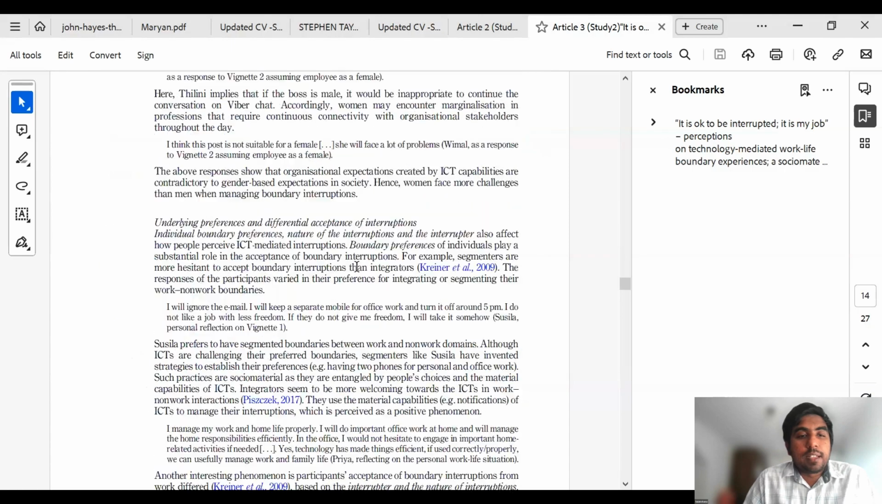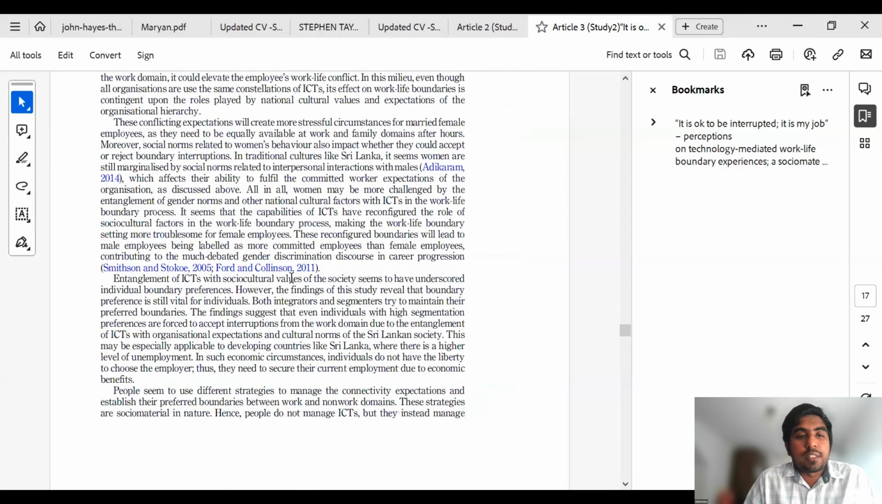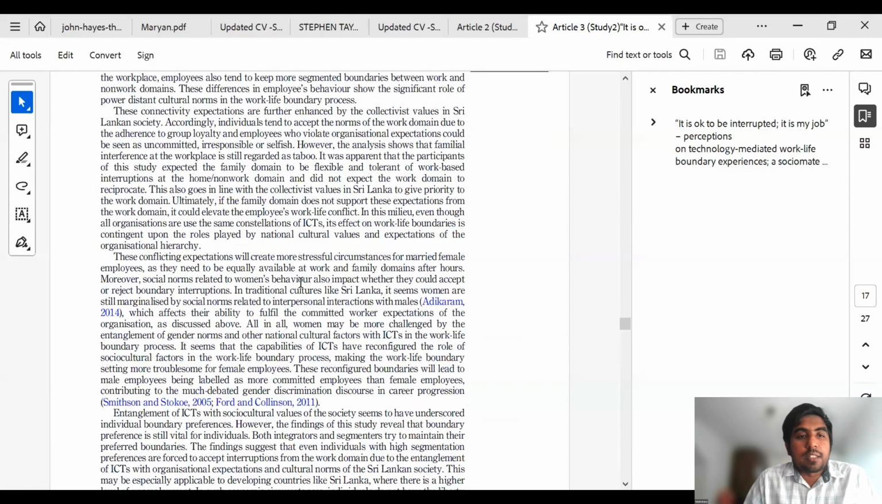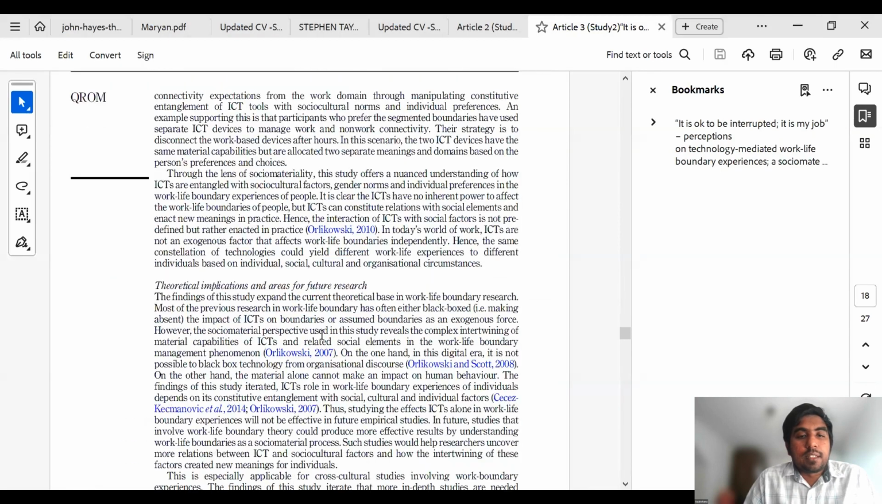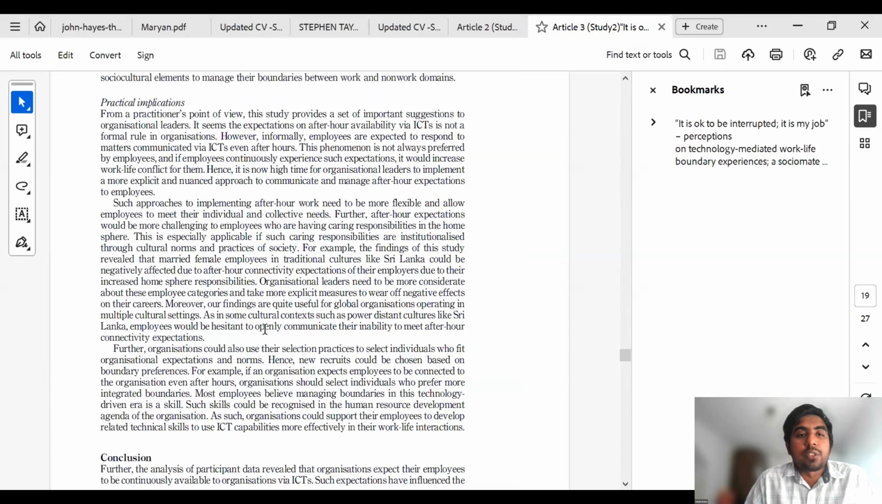And then once they are finished, the discussion section, I have discussed my findings using the previous literature, and then the theoretical implications, practical implications, and the conclusion. So that's how you need to structure a qualitative paper.